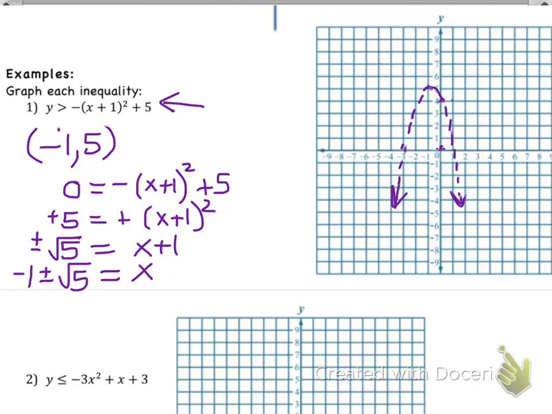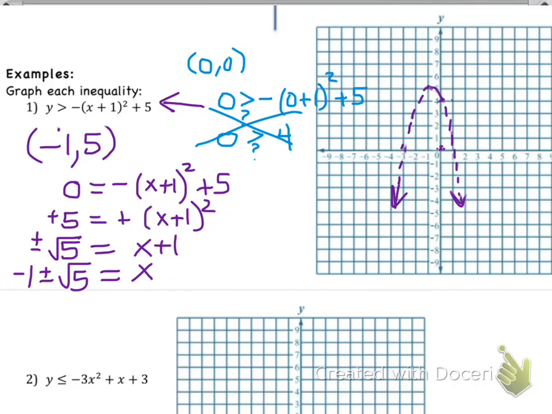and I say, okay, is it true that 0 is greater than, let's just keep track of what we're testing here, 0, 0. So is 0 greater than, question mark, negative 0 plus 1 squared plus 5? And then we do a little work. Is 0 greater than negative 1 squared, so negative 1 plus 5, so positive 4? No, this is not true. So since that's not true, we are not shading where that 0 is. So we're shading the opposite of that. So we're actually going to be shading above it.